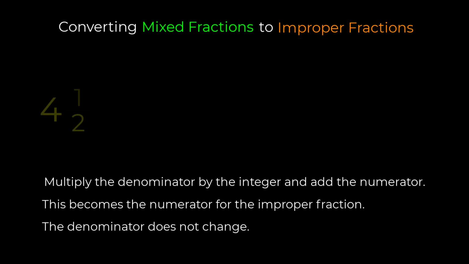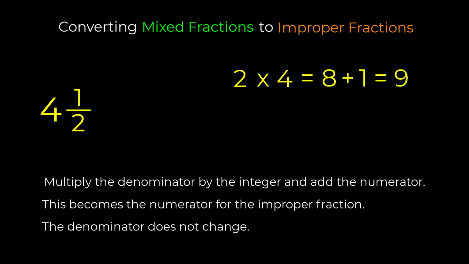Let's try this for 4 and 1/2. Multiply the denominator, 2, by the integer portion of the mixed fraction, in this case 4. 2 times 4 is 8. Now add the numerator of 1. 8 plus 1 is 9. The numerator of the improper fraction is 9 and the denominator is 2. 4 and 1/2 is equal to 9/2.